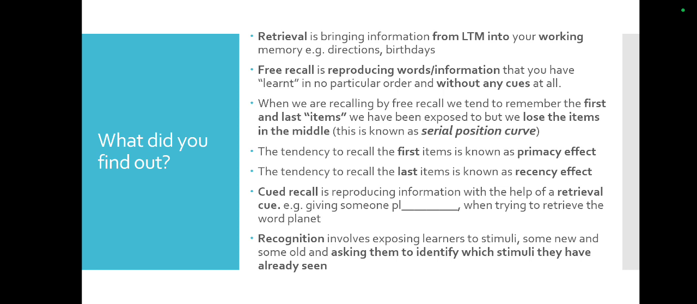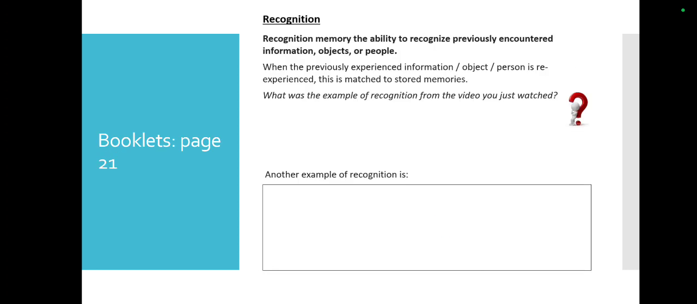You retrieve that information. The last type of retrieval is called recognition, which is where you have exposed learners to a stimuli, maybe some new, maybe some old, and you ask them to identify which stimuli they have already seen. So it's the act of recognizing which bit of information they have seen previously. So I'm going to give you some examples here of recognition. So we're on page 21 still now. We're dropping down to the middle portion of the booklet.